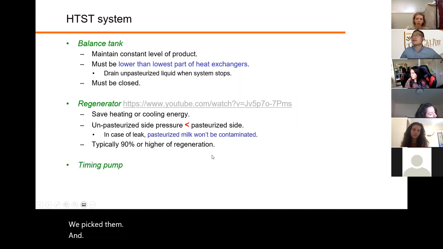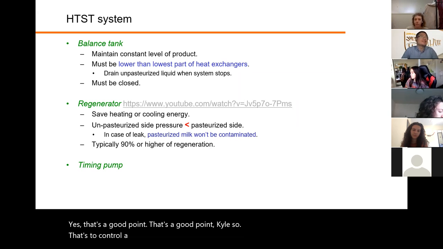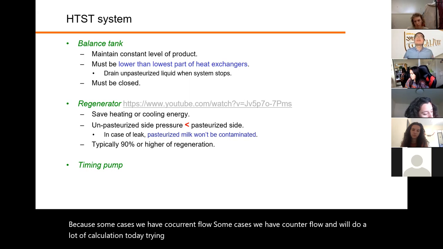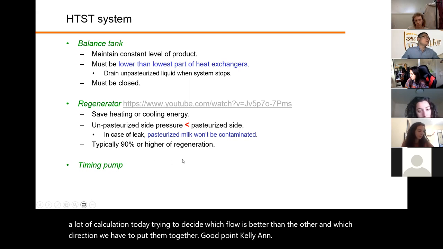Quickly. Yes. Go ahead. Why were some of the plates flipped upside down? That's a good point, Kalil. So a short answer is that it is to control the flow direction, because in some cases we have co-current flow, and in some cases we have counter flow. We'll do a lot of calculation today trying to decide which flow is better than the other and which direction you have to put them together. Good point, Kalil.